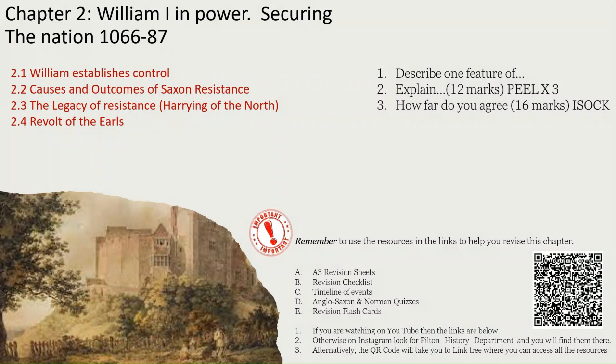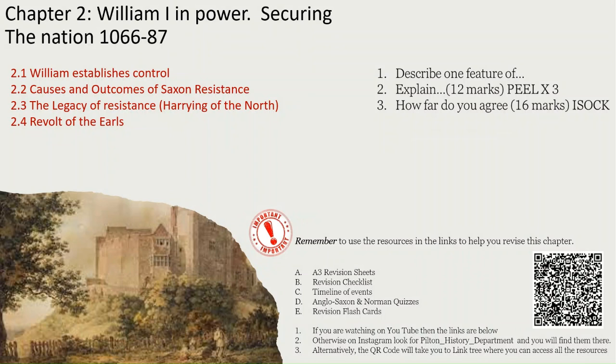We're going to look at legacy of resistance, which kind of means what happens afterwards. In this case, it's the harrying of the North. And then finally, we're going to look at the revolt of the Earls. Now, that means, of course, the Norman Earls, which is different for William, having to deal with a revolt from his own.